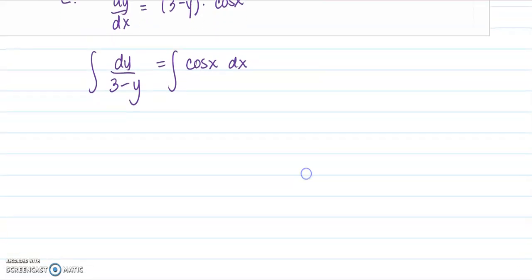I'm going to integrate the right side first because it's easier. So the antiderivative of cosine is sine. And I'm going to throw on a plus c. Remember that only one of your sides has to have the plus c. And over here on the left, this is a 1 over 3 minus y. Now you can either see it or you might have to work through some math here. But this is a u substitution problem.